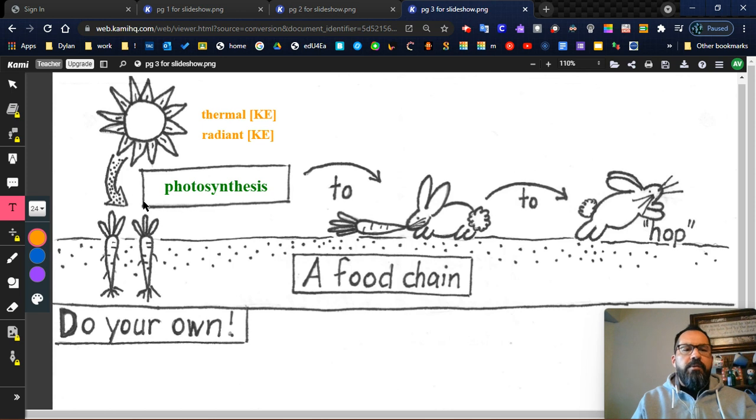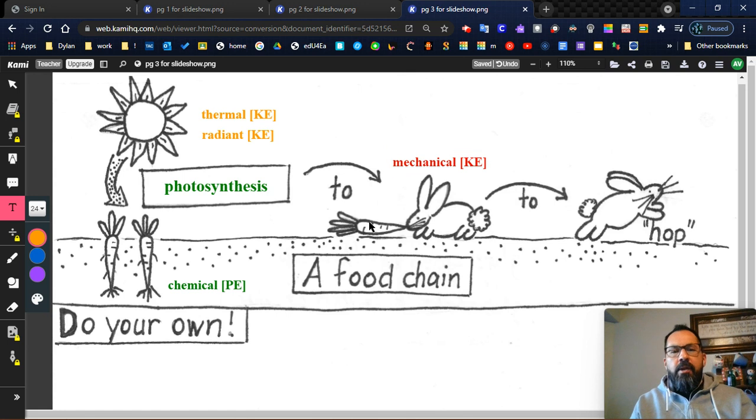So when the plants do photosynthesis, they are producing chemical energy. This is the energy that is stored in all plants, just like our carrots here. So we're going to learn later on in the year, and you probably already know this, that plants are producers. So they produce the energy for other organisms to eat. So we could say that this rabbit is a consumer because he is eating, or consuming, the carrot.